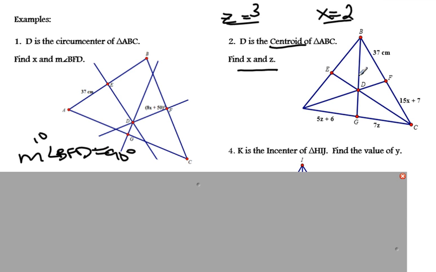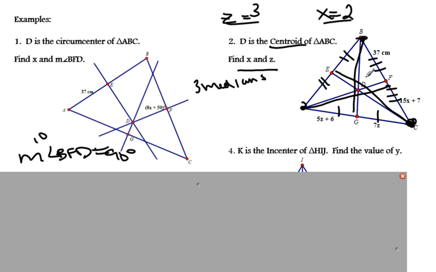If it's the centroid, that means that this is 3 medians. And 3 medians connect a vertex to the opposite side at the opposite side's midpoint. So what's happened here is all of these sides, 5z plus 6 and 7z, that set of sides is going to be equal to each other. This set is going to be equal to each other, and this set is going to be equal to each other. So we have to use what we have in the picture.